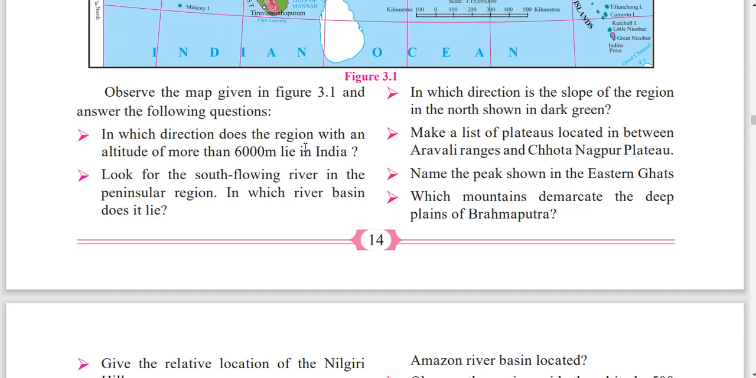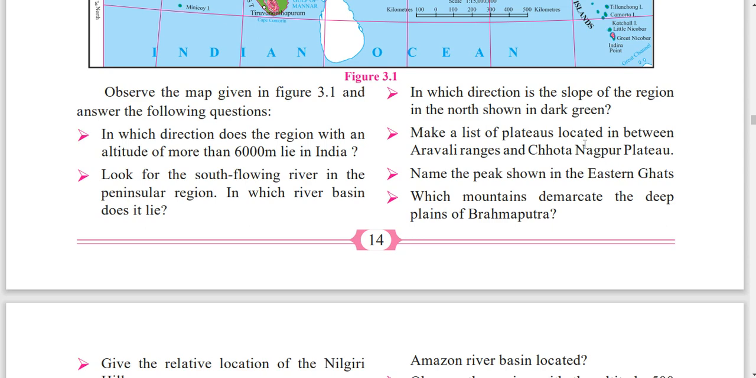In which direction does the region with an altitude of more than 6,000 meter lie in India? These places can be found on Himalayas because Himalayas heights are very high. Some places are above 6,000 meter high also. Look for the south flowing river in the peninsular region. In which river basin does it lie? In which direction is the slope of the region in the north shown in dark green?